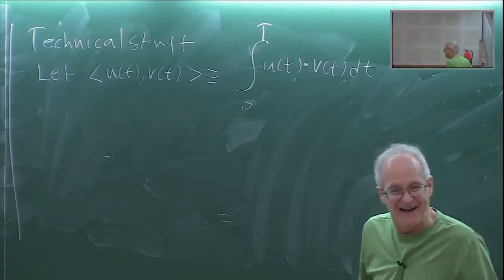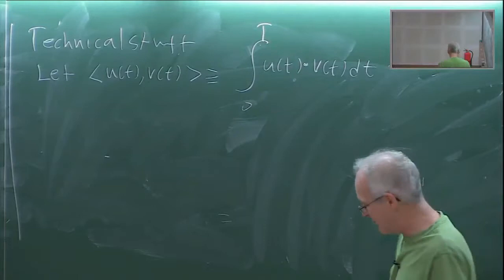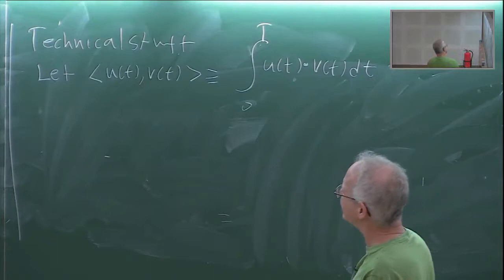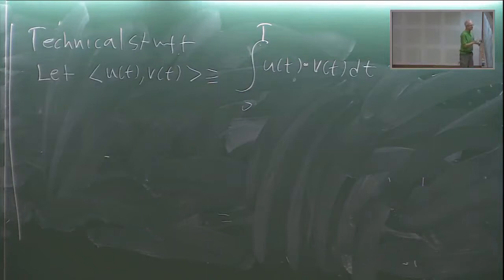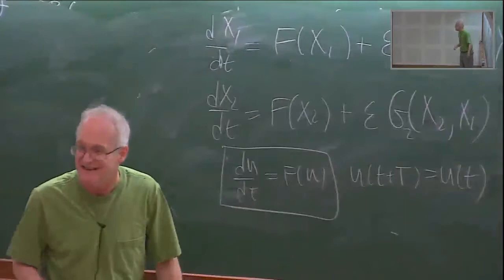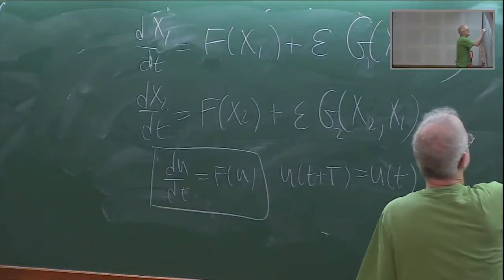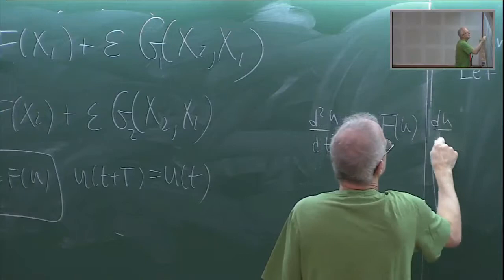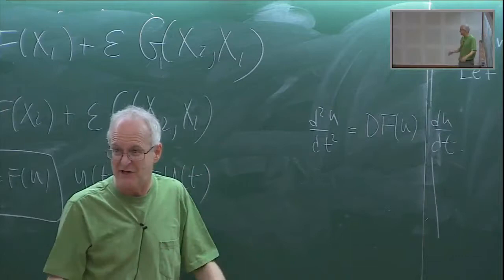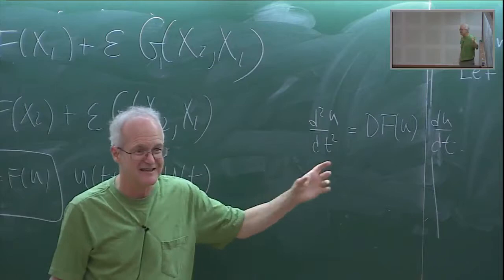So let's study a little property of that inner product, just briefly. You know, don't want to do the details of this. I will just sketch the idea of this. We look at this equation, and we differentiate it with respect to t. We get d squared u/dt squared equals the derivative of f evaluated at u times du/dt, right? From the chain rule. Everybody good with that? Okay? Yes? That's the chain rule.